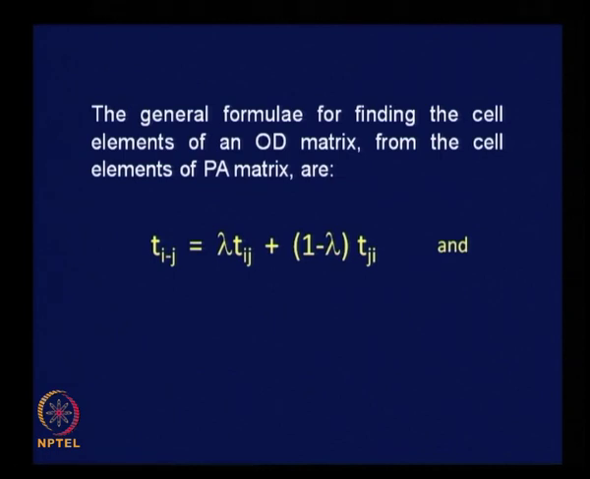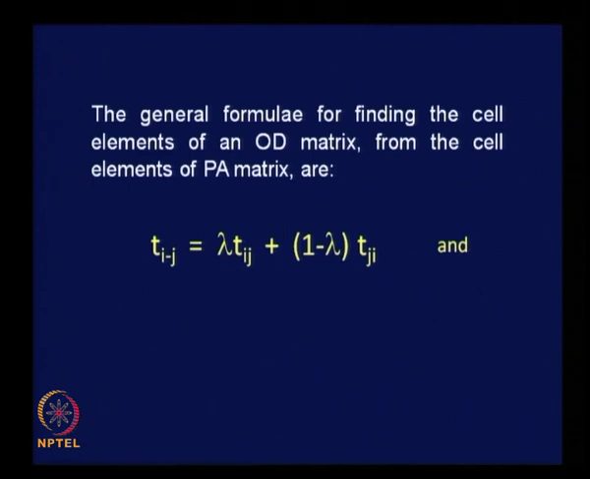You can say Ti dash j is equal to lambda times Tij plus 1 minus lambda times Tji, or in other words the number of trips originating from i destined to j is equal to the proportion of trips originating at i multiplied by the number giving information about trips produced at i and attracted to j, that is what is meant by Tij, plus 1 minus lambda times the number of trips produced at j and attracted to i, isn't it. That is what we mean by this simple equation.